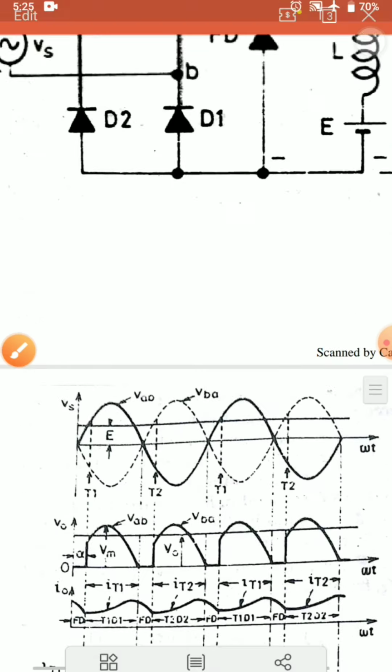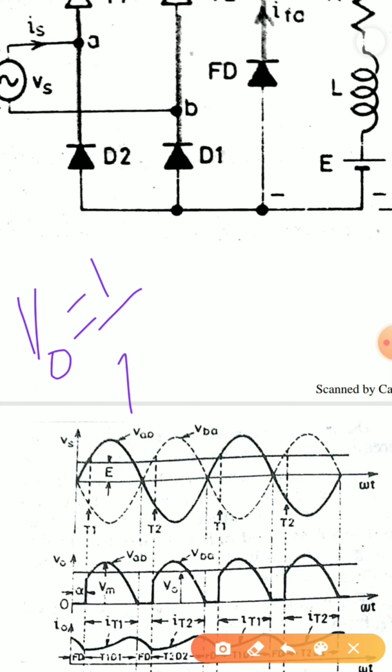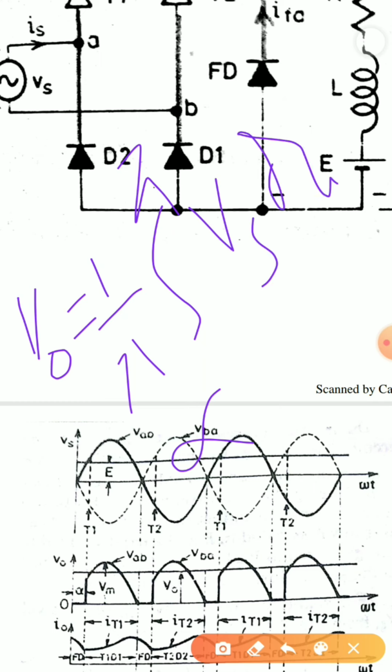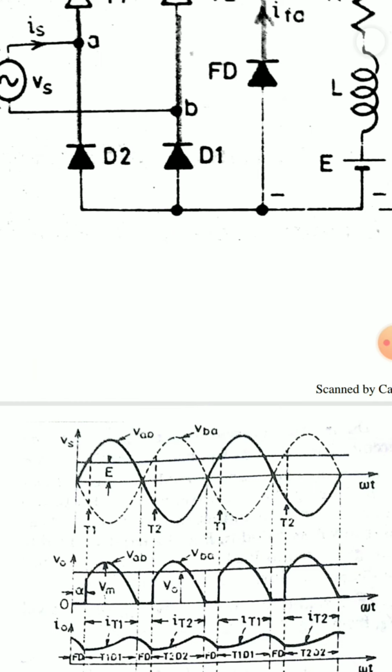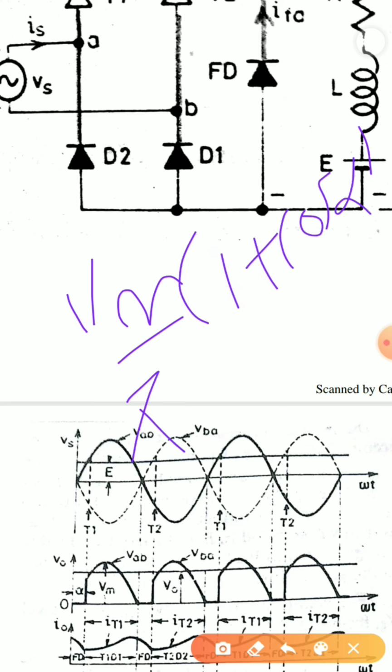Now to find out V0, I can write V0 is equal to 1 by pi integral of alpha to pi Vs d omega t. When I am solving that, I get Vm by pi times 1 plus cos alpha. Now in the case of full wave converters, I was getting the value to be 2 Vm by pi cos alpha. Now here I am getting the value to be Vm by pi times 1 plus cos alpha.